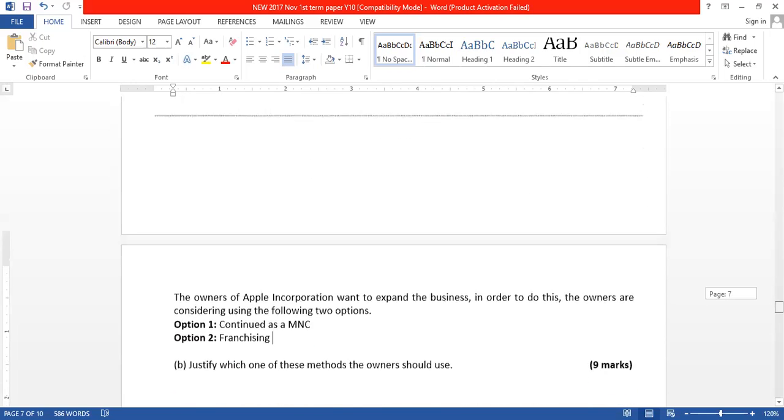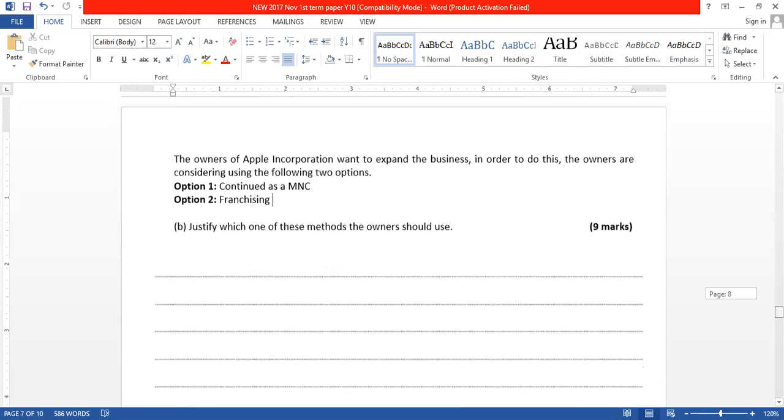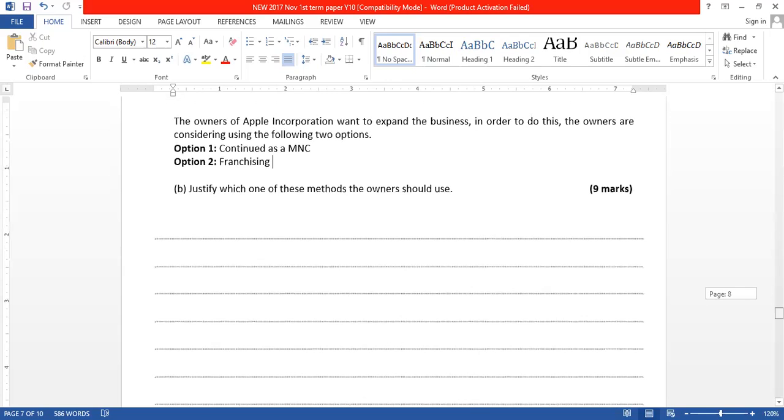So now go to the 9-marker question. In the 9-marker question here, the owners of Apple Incorporation want to expand the business. In order to do this, the owners are considering the following 2 options: continue as a multinational company and provide franchising licenses. Right now, Apple are selling their products and everything. Sometimes they are selling and manufacturing. They are normally continuing their operation as a multinational company.